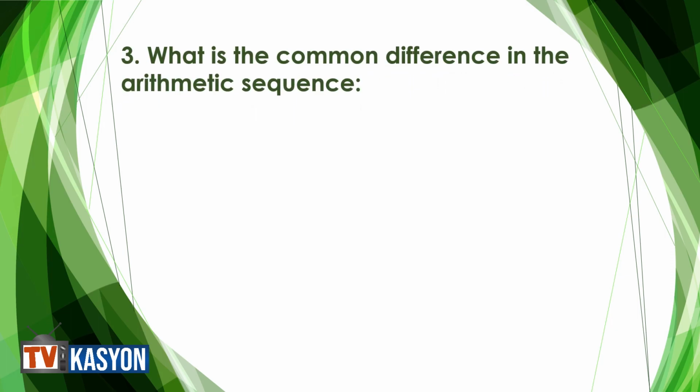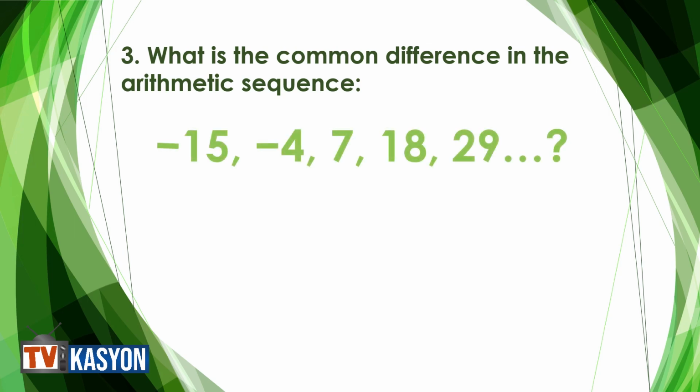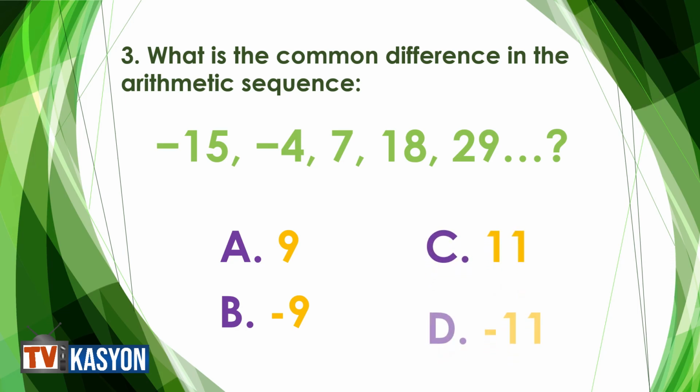Number 3. What is the common difference in the arithmetic sequence -15, -4, 7, 18, 29? A. 9, B. -9, C. 11, or letter D. -11.